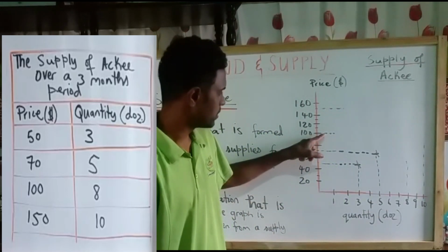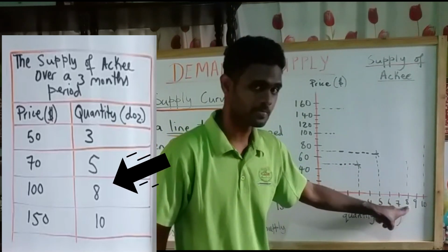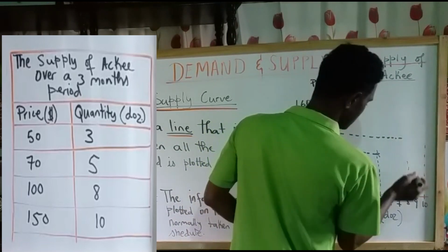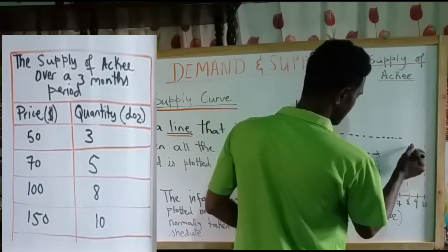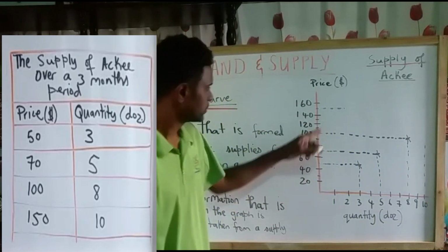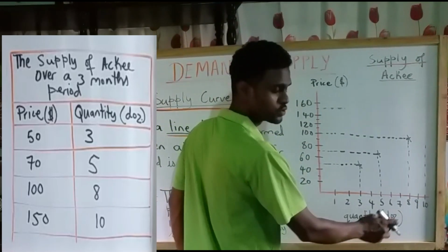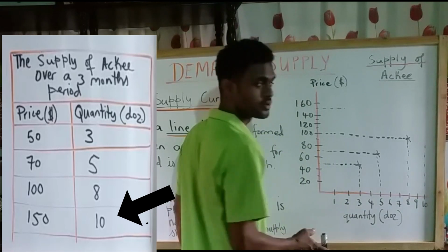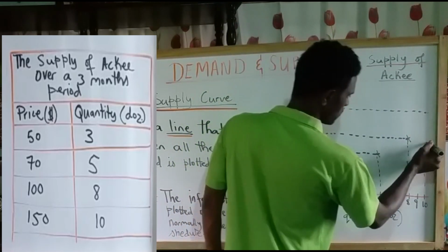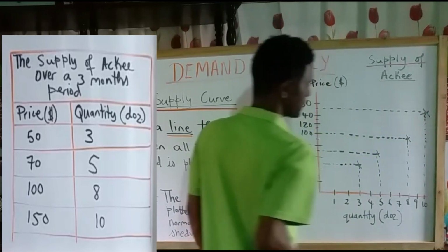Now when the price went up to $100, the supplied amount was 8 dozen. So you follow the same procedure. You go across, come up at the 8 dozen line, and where they meet, you put an X. When the price went up to $150, the suppliers were willing to put 10 dozen ackees on the market. You go across, come up, and where the lines meet, you put an X.